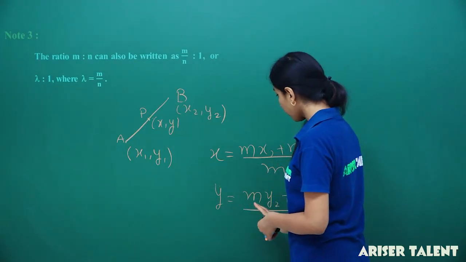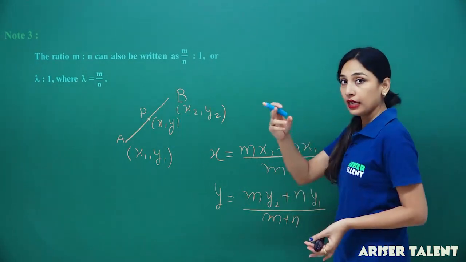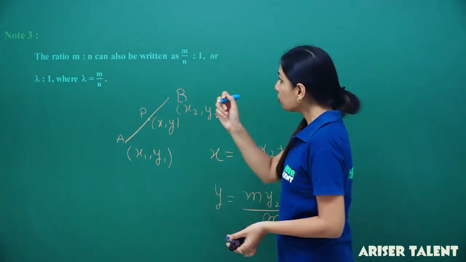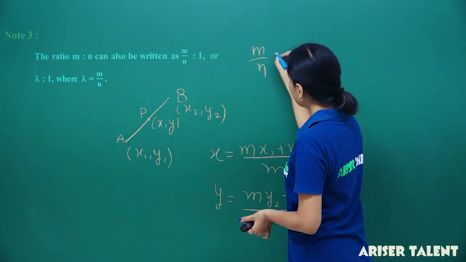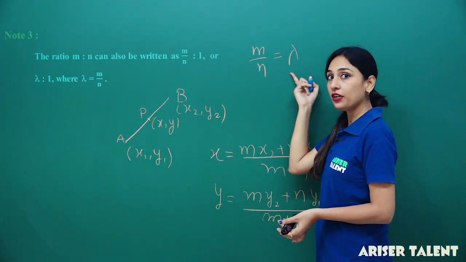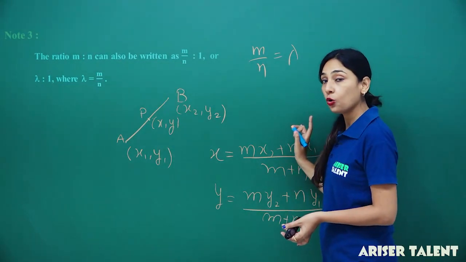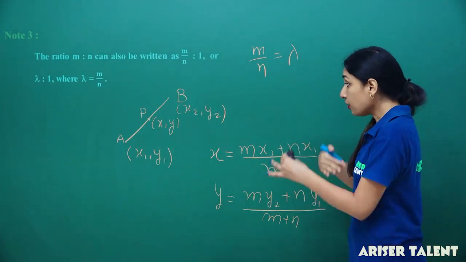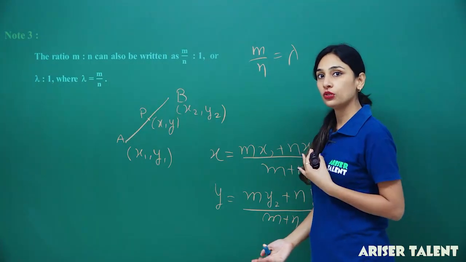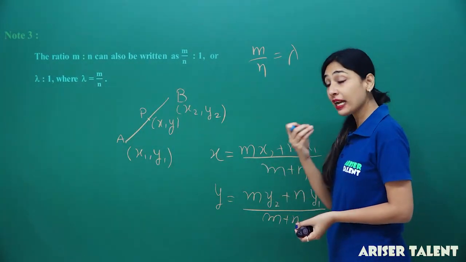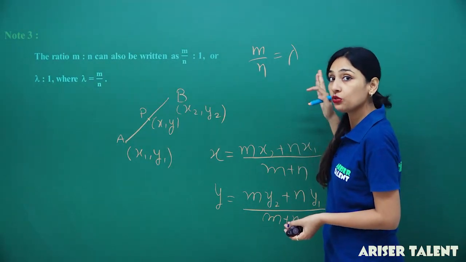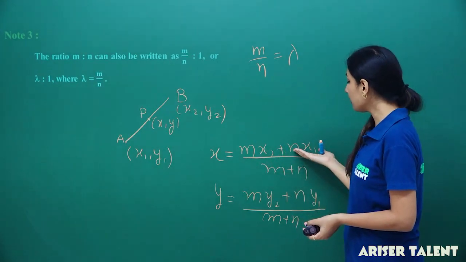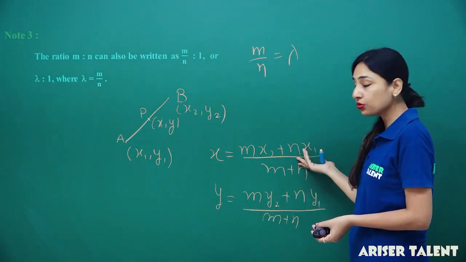Okay. Now, what I am trying to say is that in the previous lecture, just before this lecture, we found out that m by n can be represented as lambda. We assume that m by n equals lambda. So now I have to convert these two equations into the form of lambda. So what will I do? Here is m, but I need m by n to convert it into lambda. So I'll simply divide by n, so I have to divide by n here and here also.